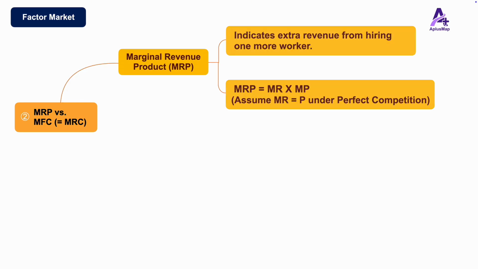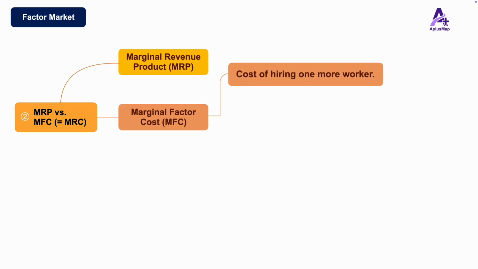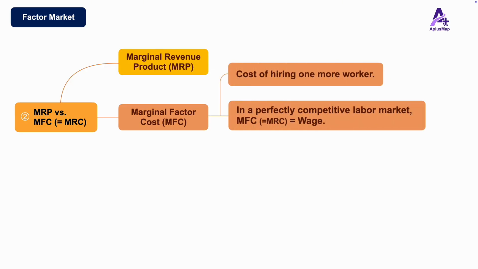The cost side is marginal factor cost, or MFC. You might also see it called marginal resource cost, MRC. Same thing. This is simply the additional cost of hiring one more worker. Now, in a perfectly competitive labor market, we'll get more into that structure soon, the MFC is just equal to the market wage. Whatever the going wage is, that's the cost of hiring one more person.